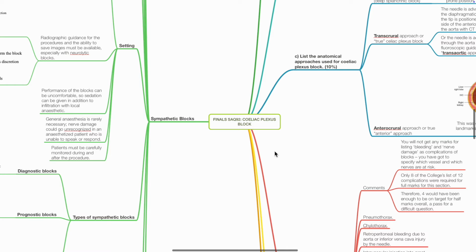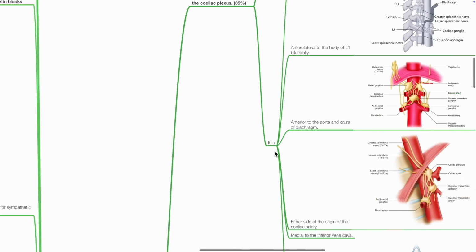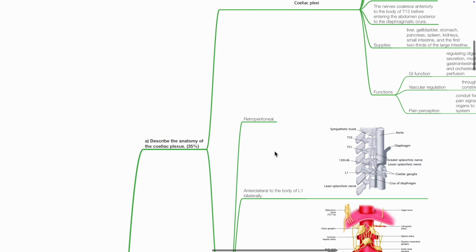Finals SAQ 92 Coeliac Plexus Block. A. Describe the anatomy of the coeliac plexus.